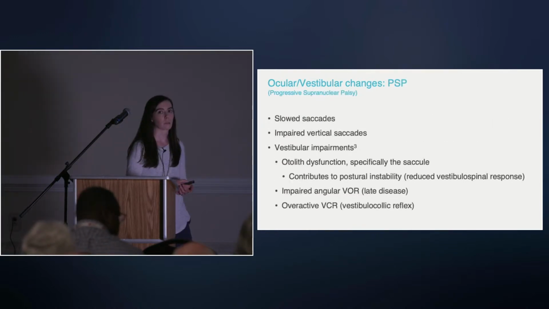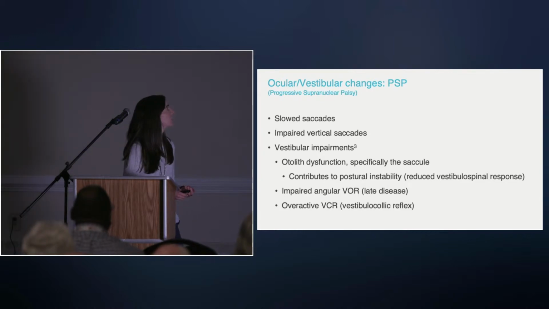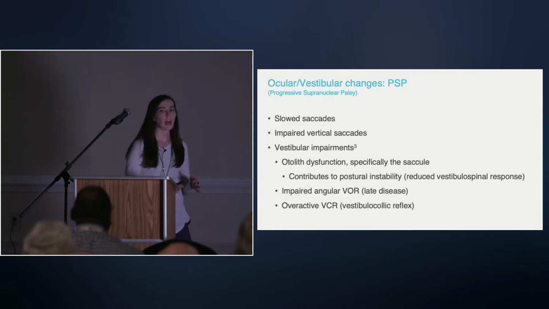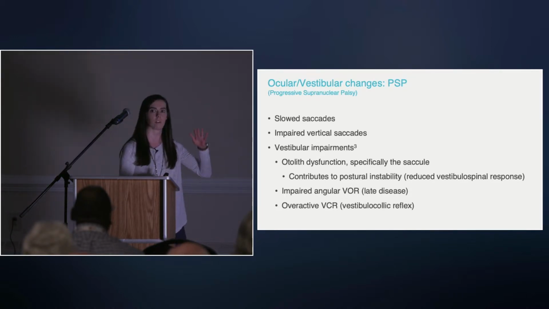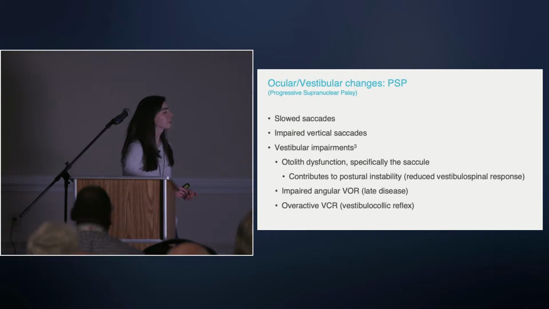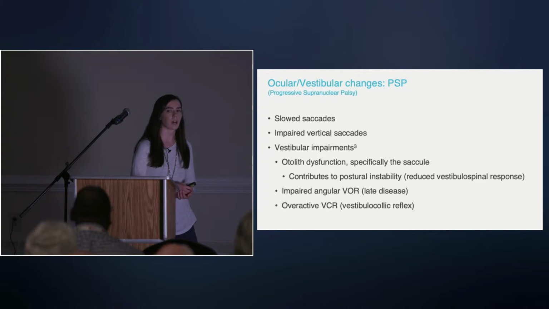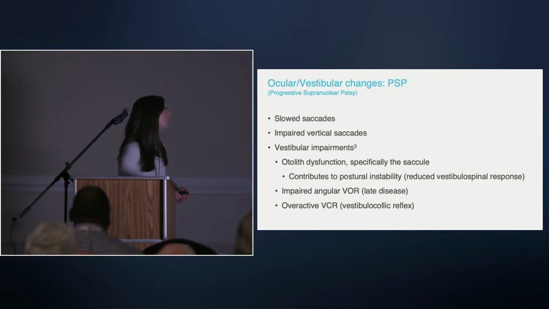If we look at PSP, progressive supranuclear palsy, some of the changes that can occur here, again, slow saccades, right? That quick movement's going to be a little bit slowed. I'm going to have impaired vertical gaze, and that might include pursuits and saccades. So I'm going to have a hard time bringing my eyes in any type of vertical direction. The vestibular impairments that could be involved, again, otolith dysfunction, specifically the saccule. So the saccule is the part that handles our up and down, the elevator types of movements. That does contribute to some of the postural instability that's associated with PSP.